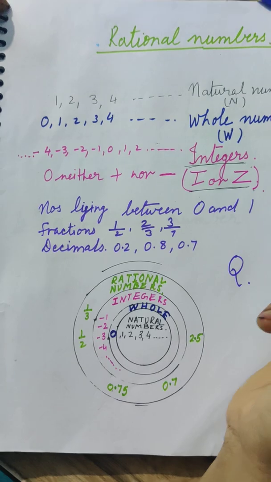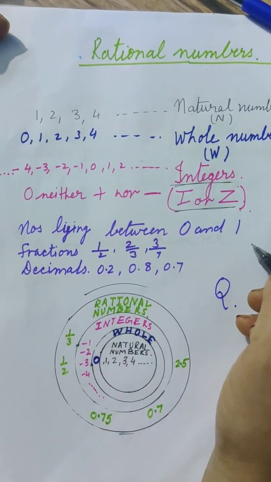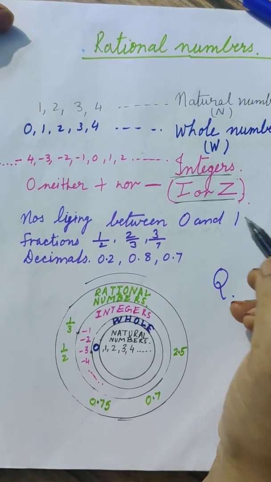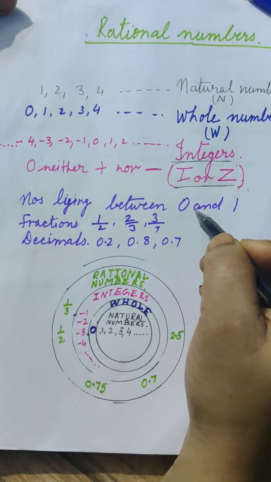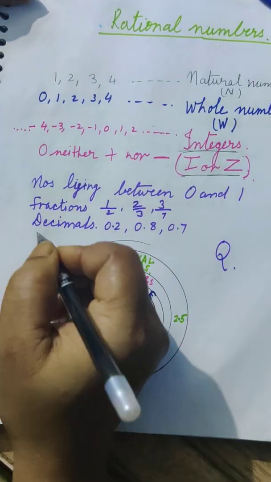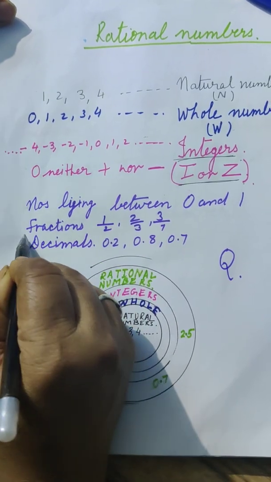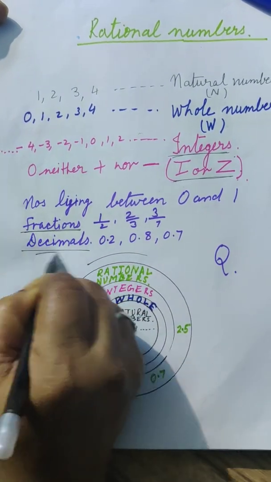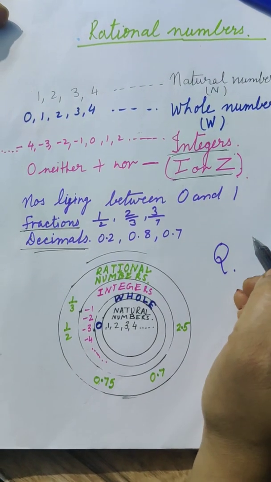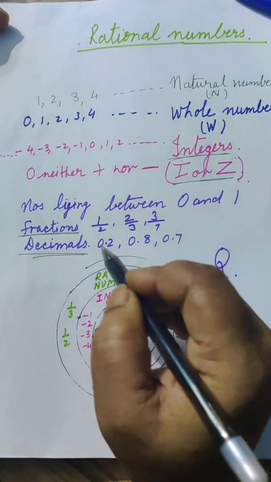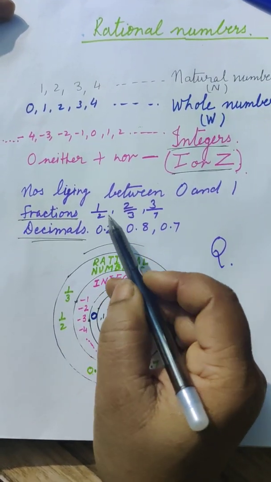Now the question is, are there more numbers lying between two integers? Let us take an example of 0 and 1. There are two kinds of numbers which lie between 0 and 1. One is fractions and the other is decimals. Between any two integers lie many numbers.